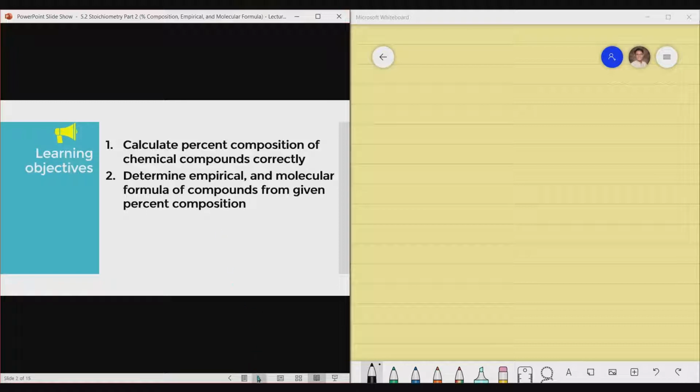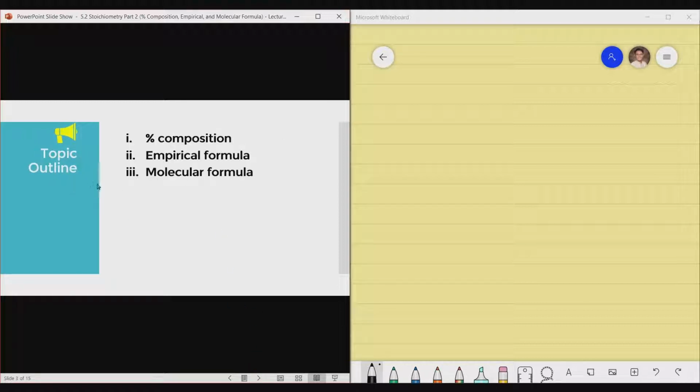Okay, now how about the outline? This will be the topic outline. We have the percent composition first. Second is the empirical formula. Third is the molecular formula.